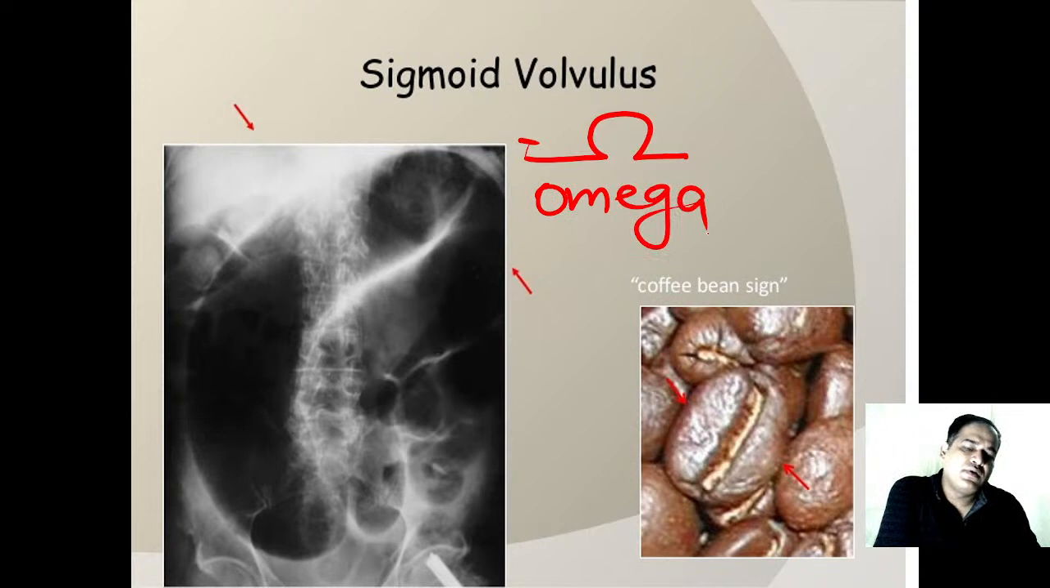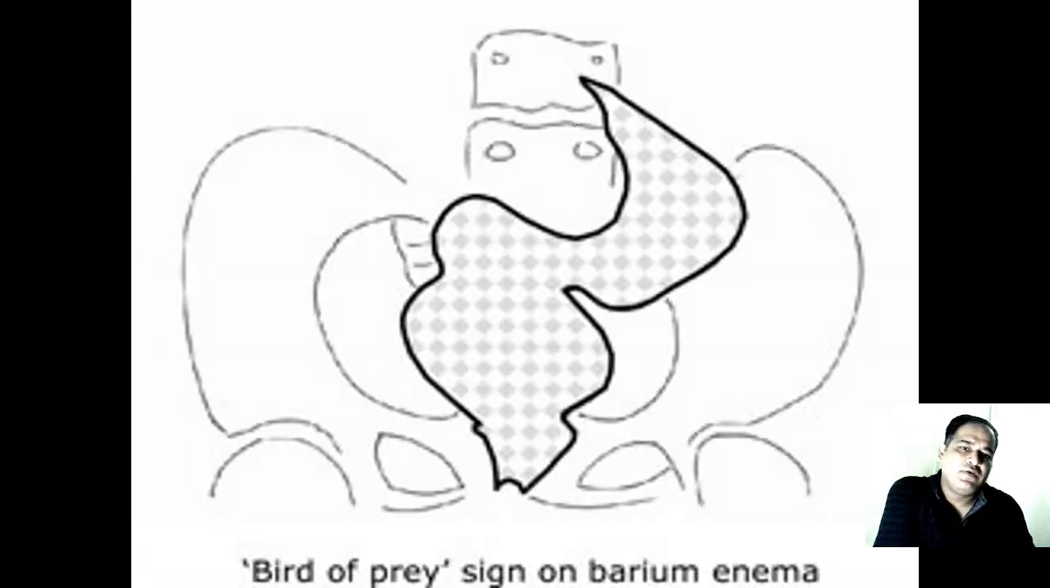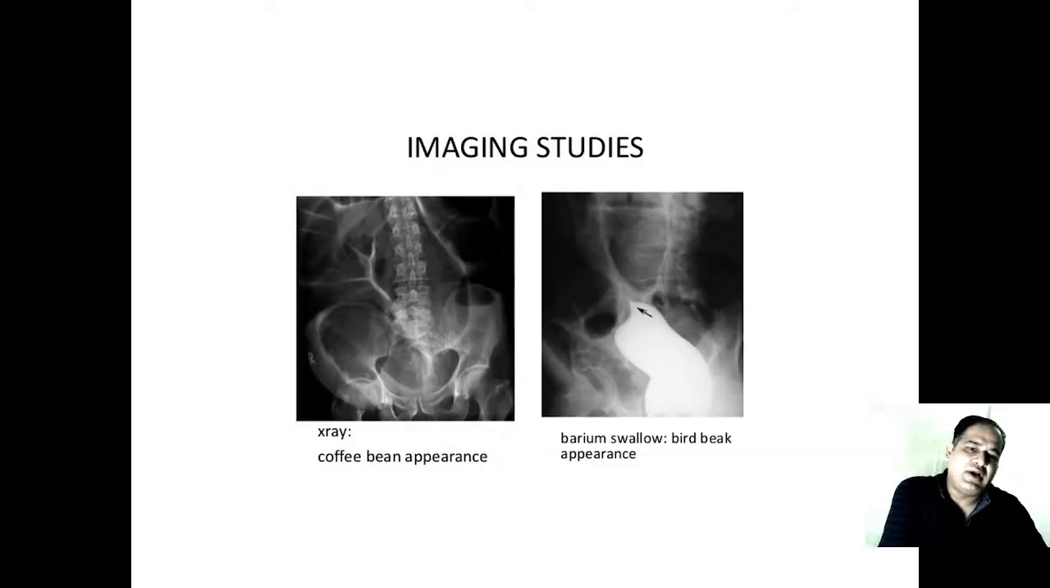Fine. You see, this is what is seen on the barium enema, called as bird of prey sign, called as ace of spades sign, called as bird beak appearance.